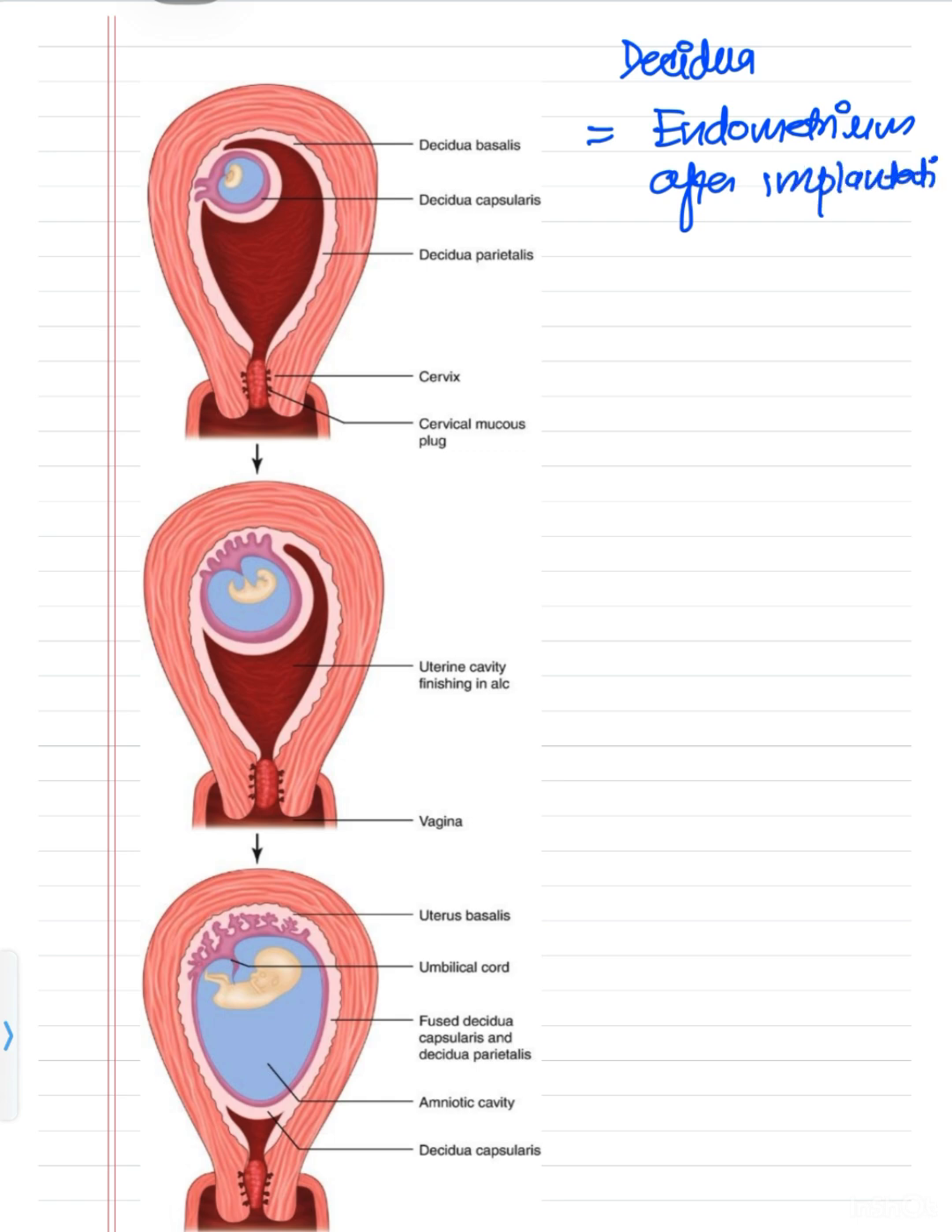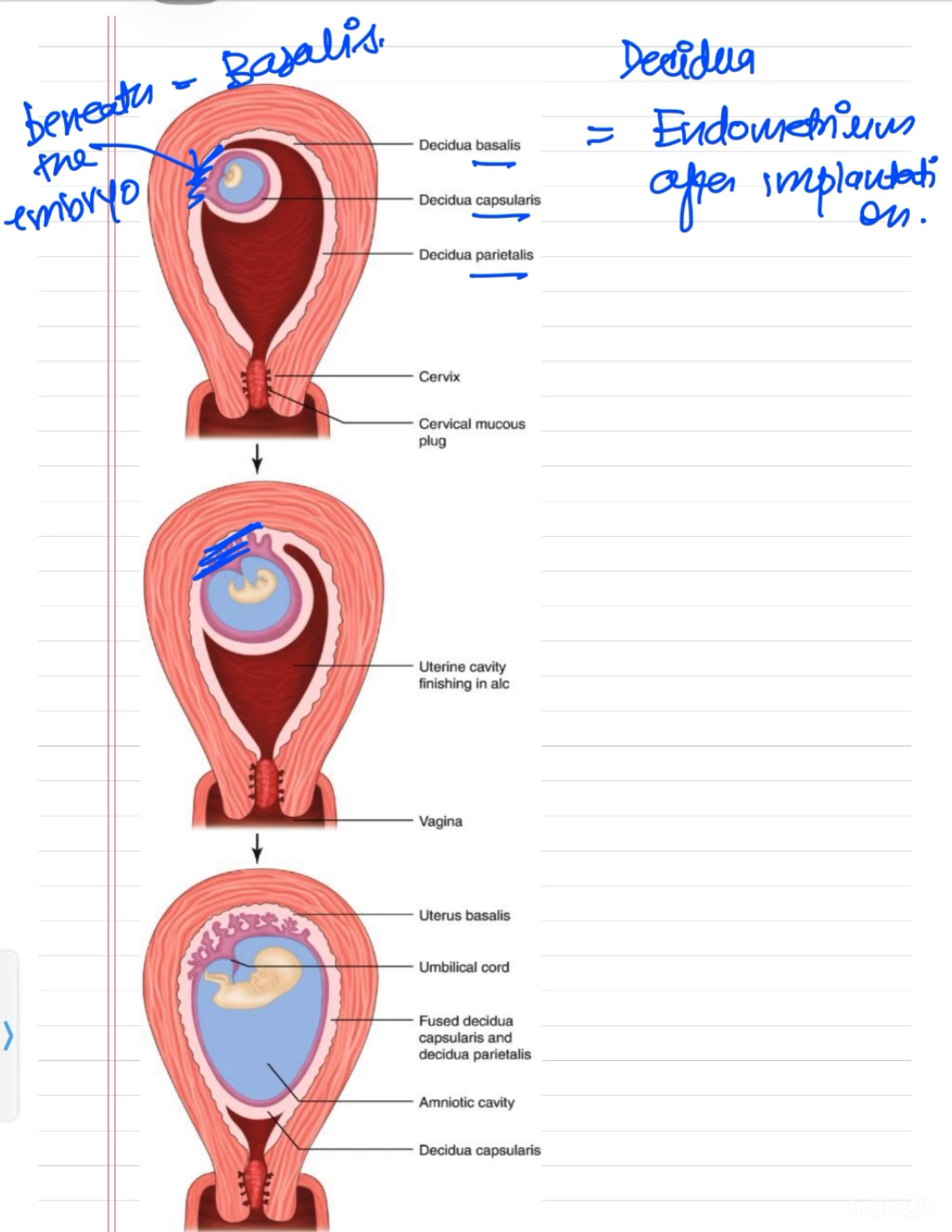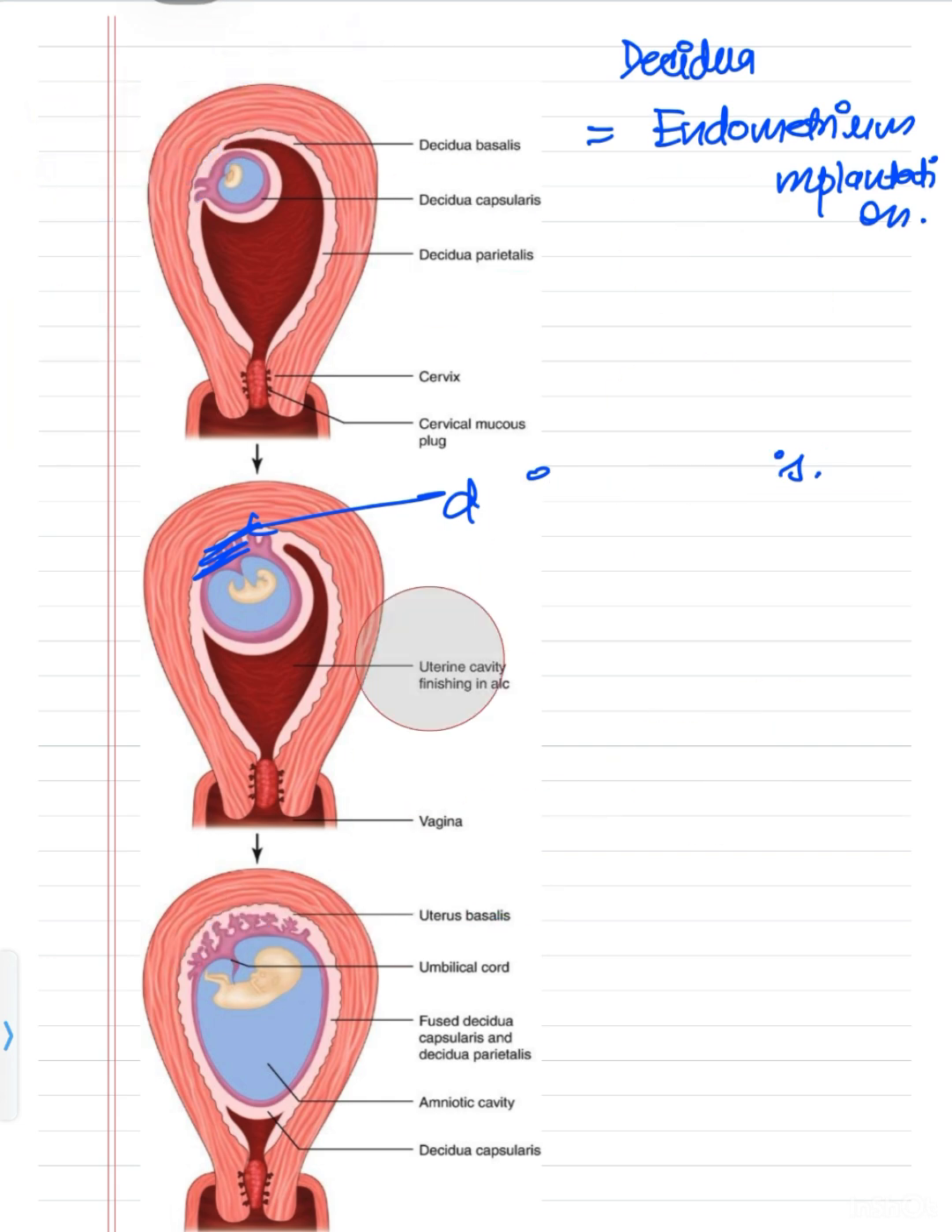Now it is of about three types: decidua basalis, decidua capsularis, and decidua parietalis. Decidua basalis is the decidua beneath the embryo. So you can see this is decidua basalis, that is beneath the embryo. Here you can see this is the decidua basalis, beneath the embryo.